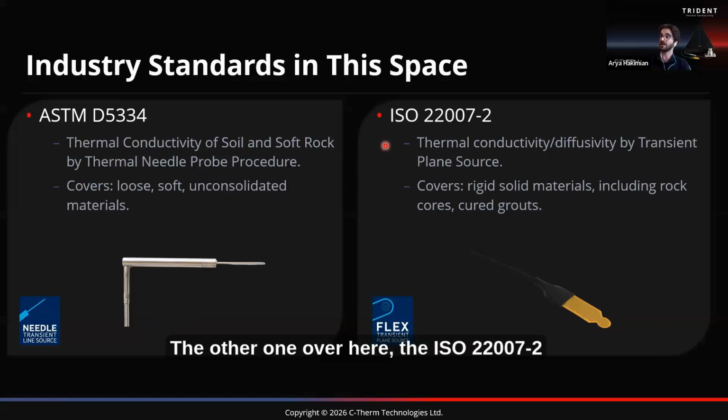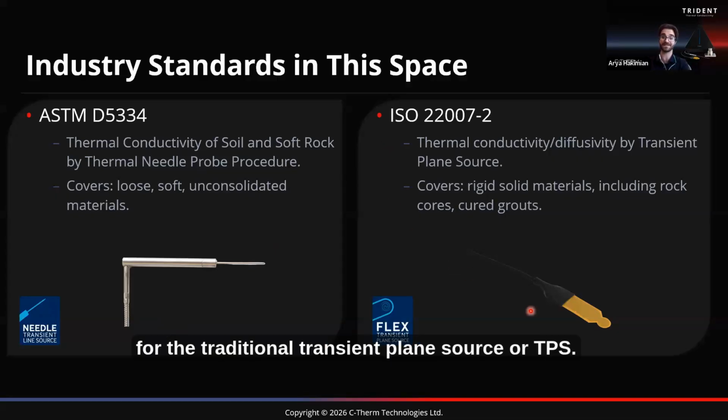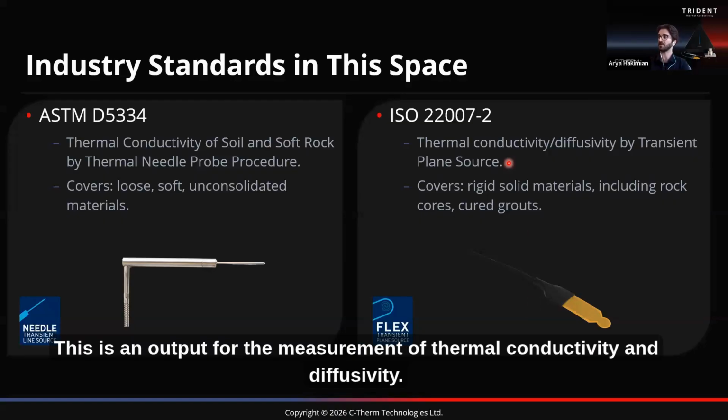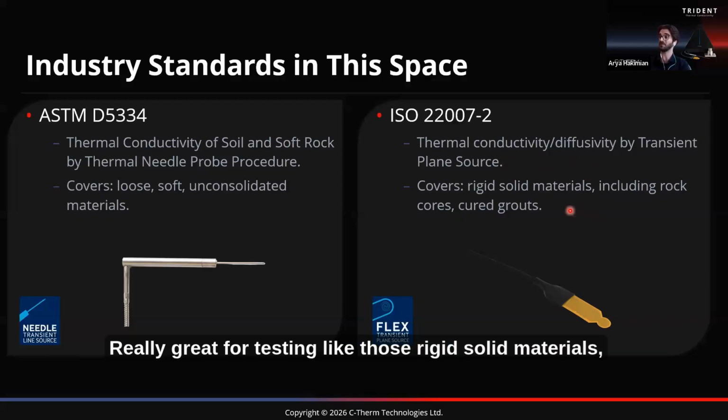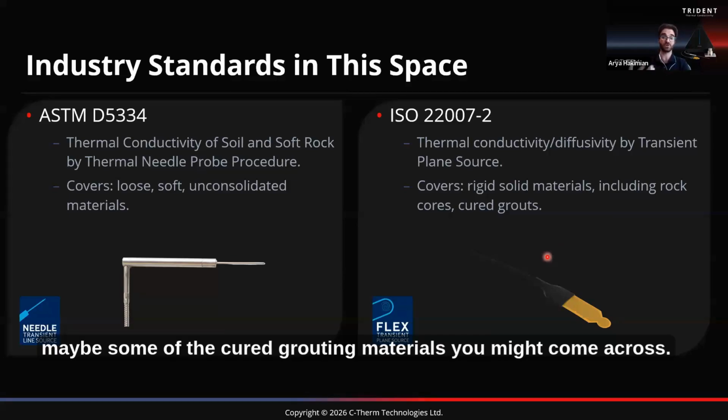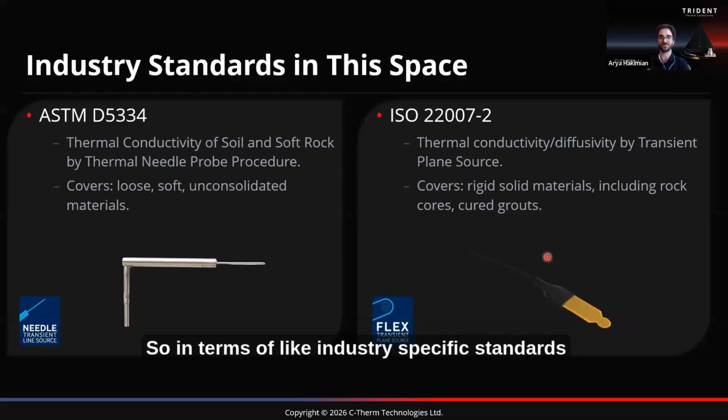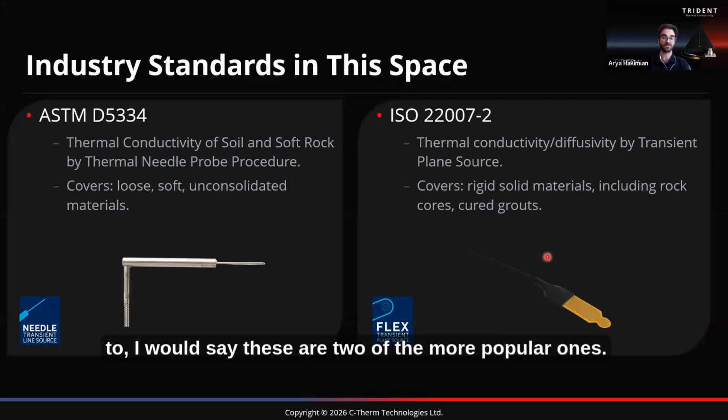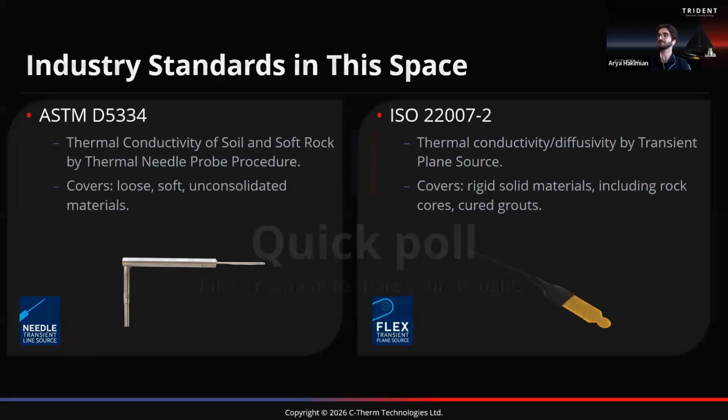The other one over here, the ISO 22007-2, is for the traditional transient plane source, or TPS. This is for the measurement of thermal conductivity and diffusivity. Really great for testing those rigid solid materials, your core samples, maybe some of the cured grouting materials you might come across as well. So in terms of industry specific standards that we see coming up, or groups that are looking to do their testing in conformity to, I would say these are two of the more popular ones.